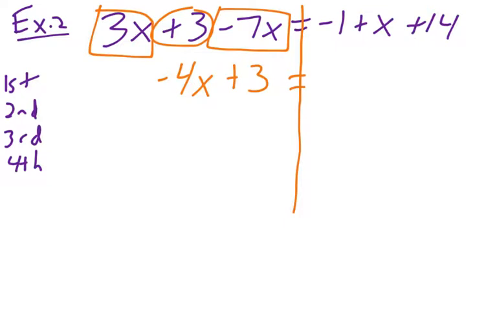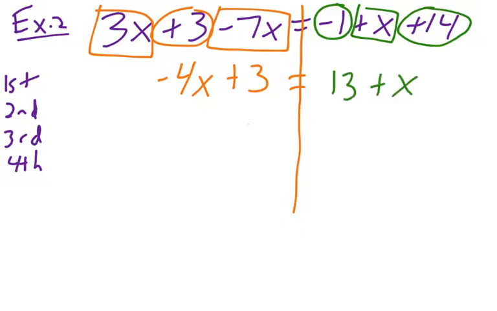Now I'm going to treat the right side separately. So negative 1 I'll circle and plus 14 I'll circle. And then I'll box my plus x. And negative 1 plus 14 is 13. So I have 13 plus x. And now I've simplified each side separately. So I'm done with step 1.